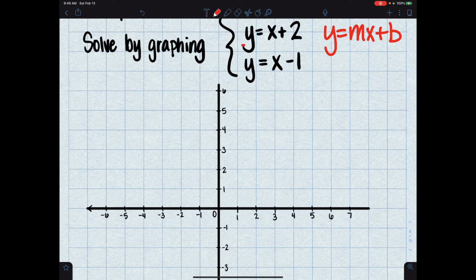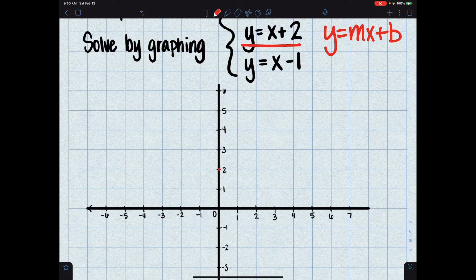Okay, so for this first one, the b is 2, so that means it crosses the y-intercept at 2, so I'm going to put a red dot right there. Okay, and then what's the slope? The slope is 1 over 1, so that means rise over run is always going to be 1, 1, 1, 1. So that means it's going to be this line. Yeah, that is the line. So I'm going to draw that in red.